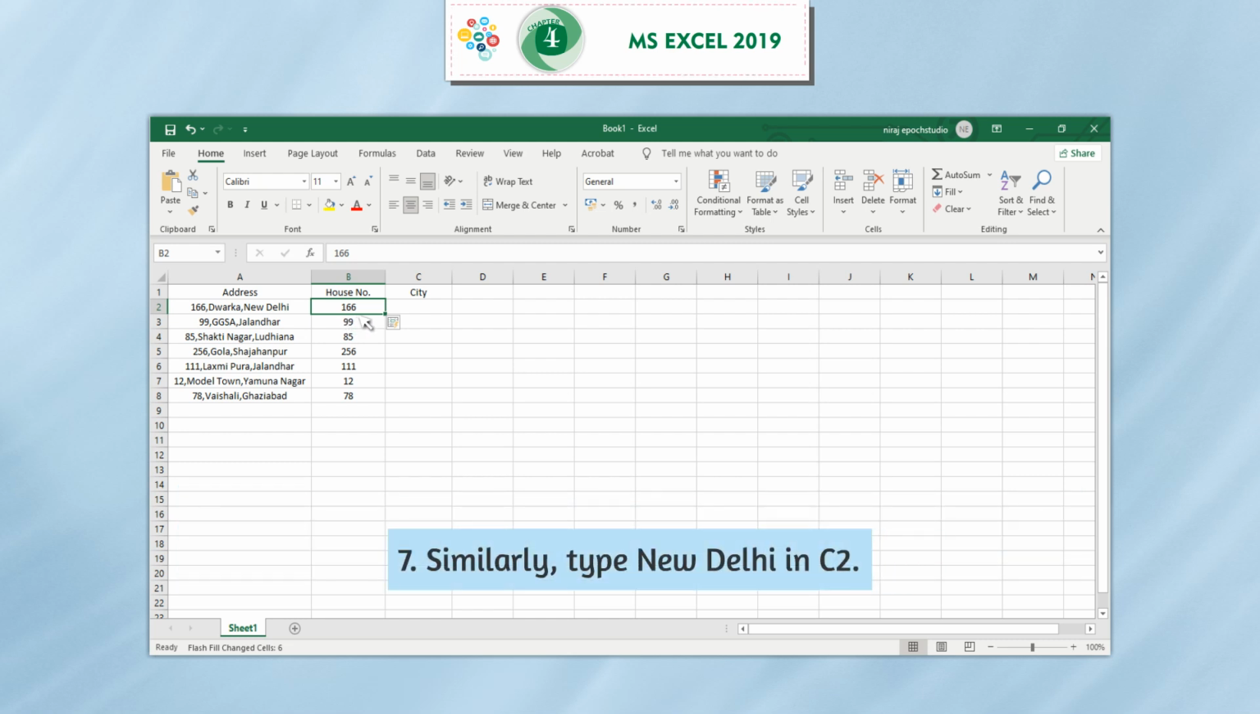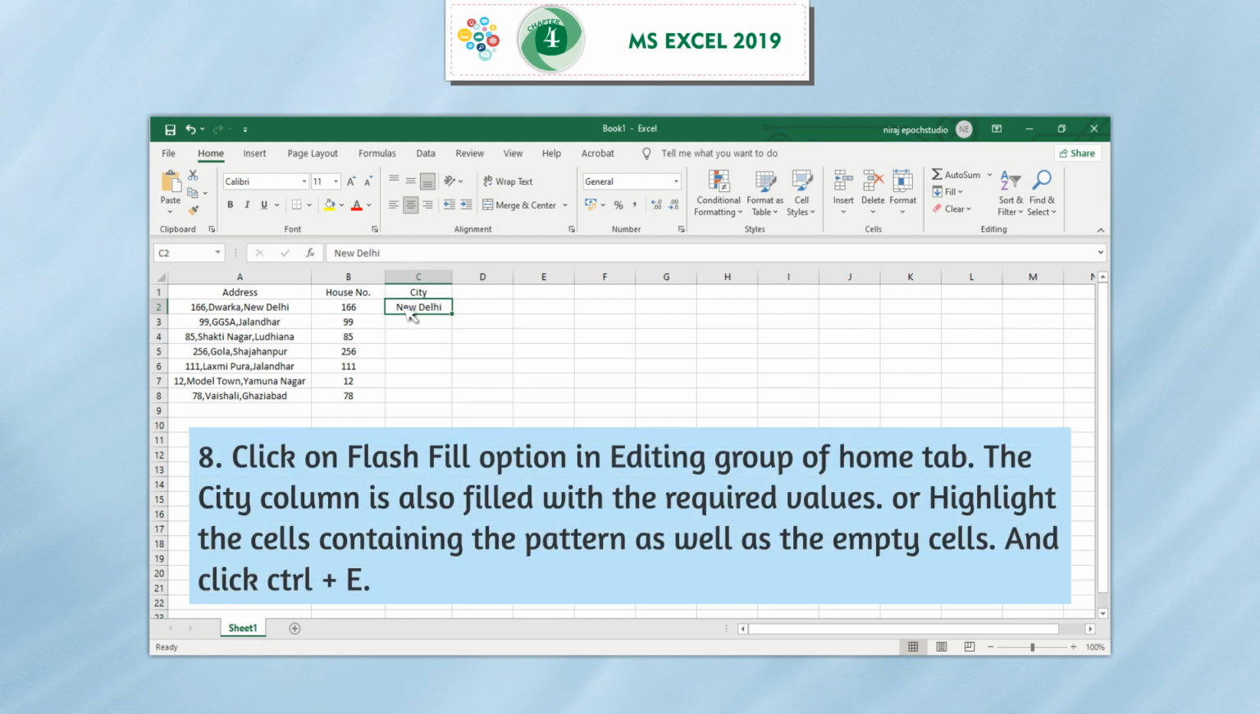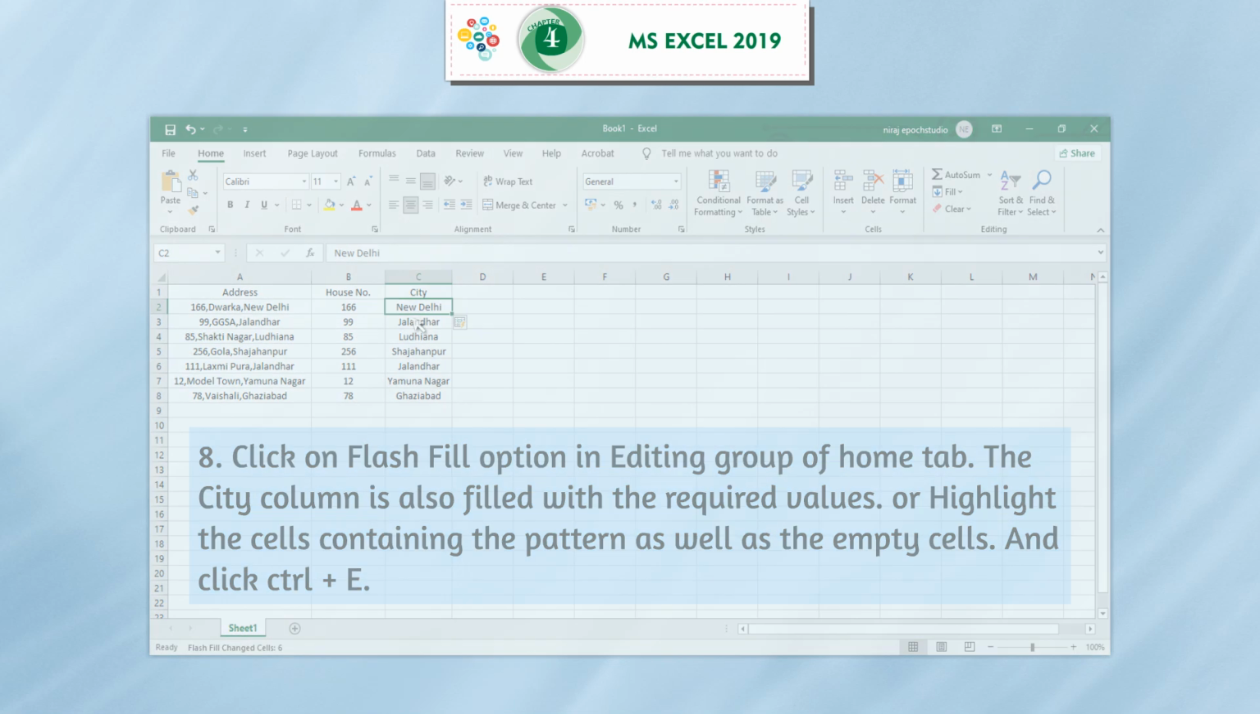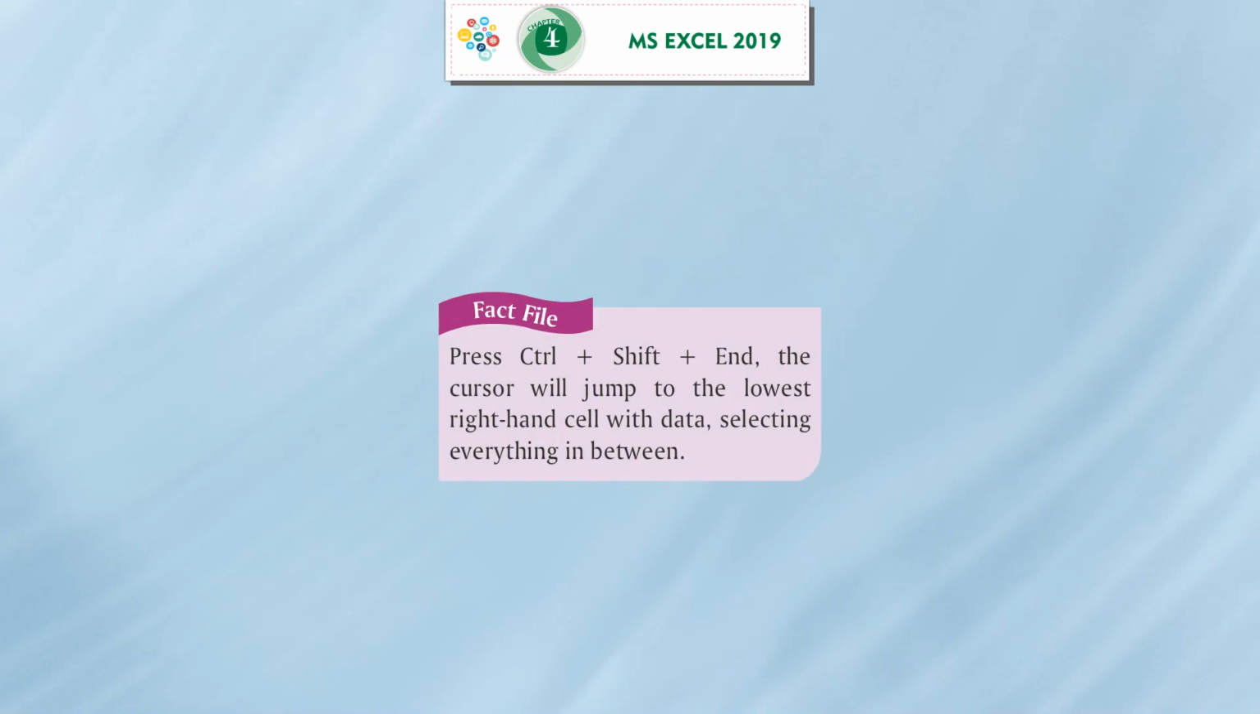7. Similarly, type New Delhi in cell C1. 8. Click on Flash Fill option in Editing Group of Home tab. The city column is also filled with the required values. Or highlight the cells containing the pattern as well as the empty cells and press Ctrl+E. Press Ctrl+Shift+End. The cursor will jump to the lowest right-hand cell with data, selecting everything in between.